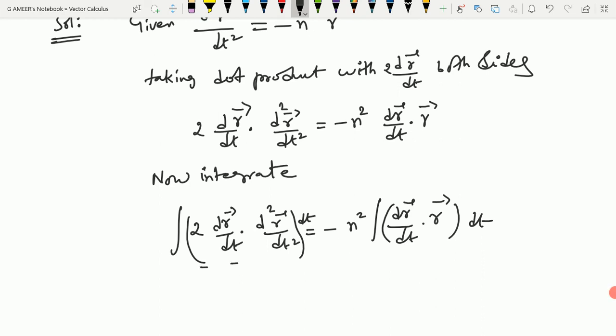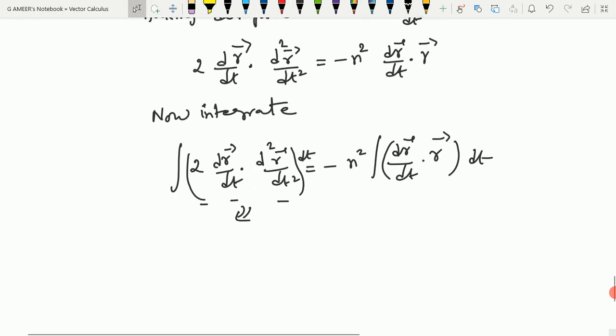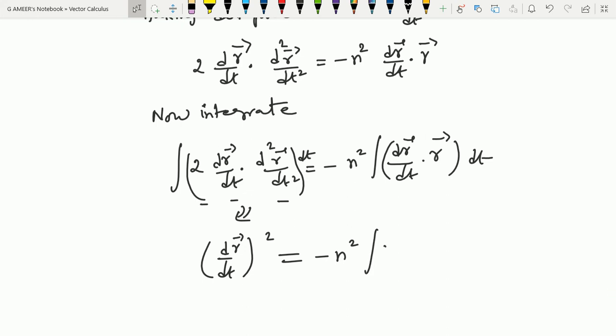Okay, what is this factor? So 2 is there, the function is there, dot product with it, and the differentiation of that function is there. I'll get simply the function square. The function here itself is dr by dt, whole square. So that formula will give d by dt of r whole square is equal to minus n square into, what I'll get here, r dot dr, the angle will become cos 0, then it is simply r square by 2.